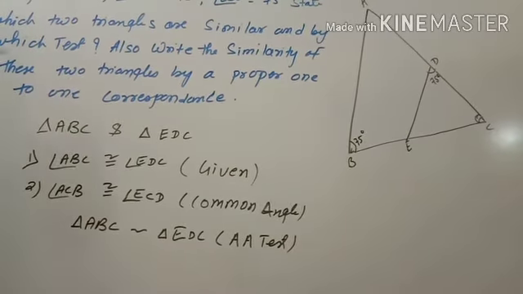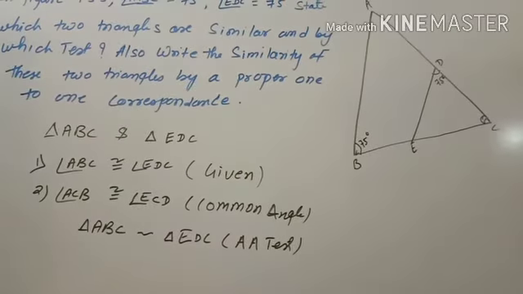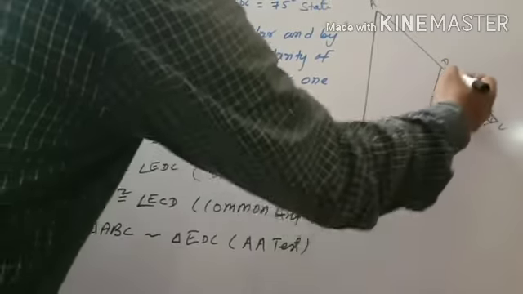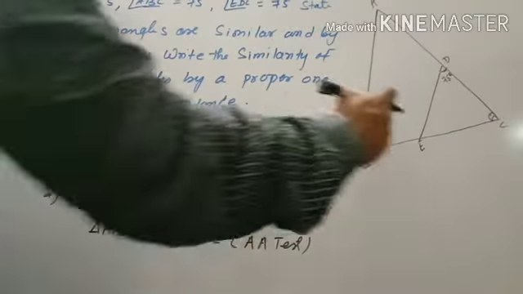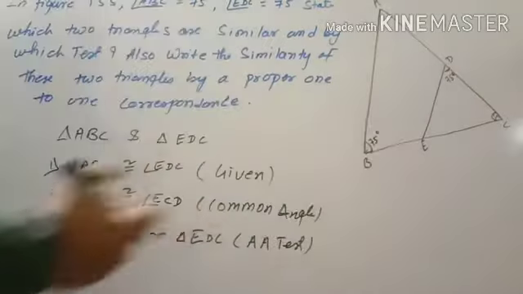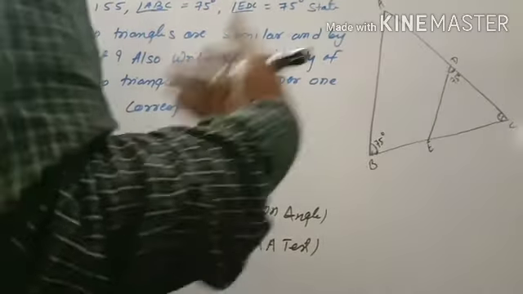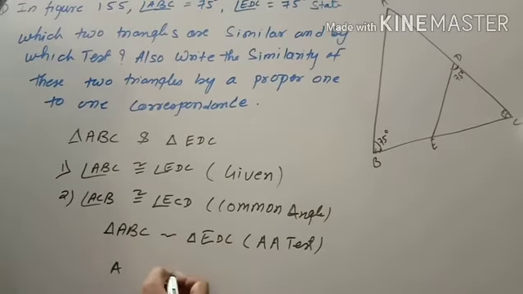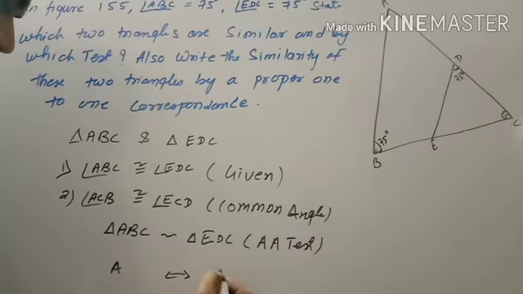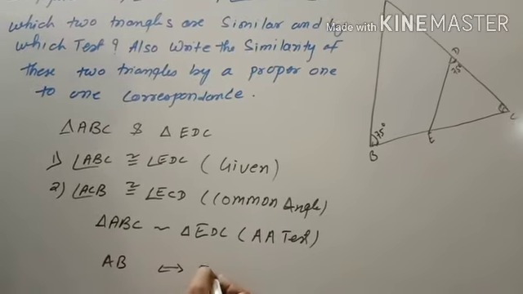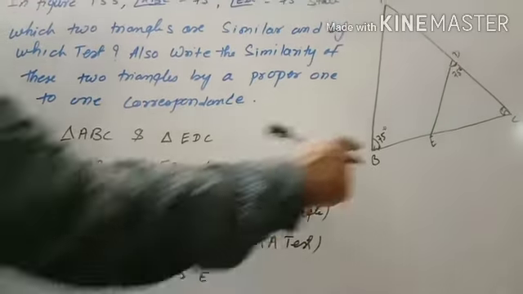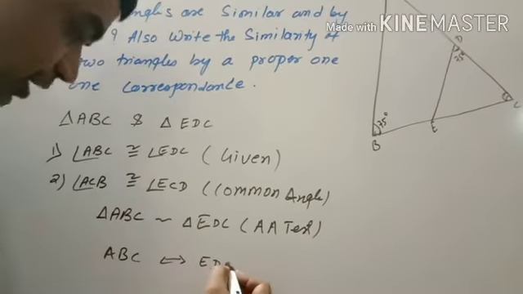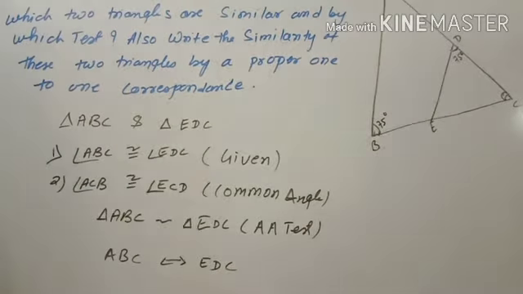Now we write the proper one-to-one correspondence. Here B corresponds with D, because it is 75 degrees. B corresponds with D, and C corresponds with C because it is a common angle. Therefore, what remains? E and A remain. So A corresponds to E, B corresponds to D, and C corresponds to C. So ABC corresponds to EDC.